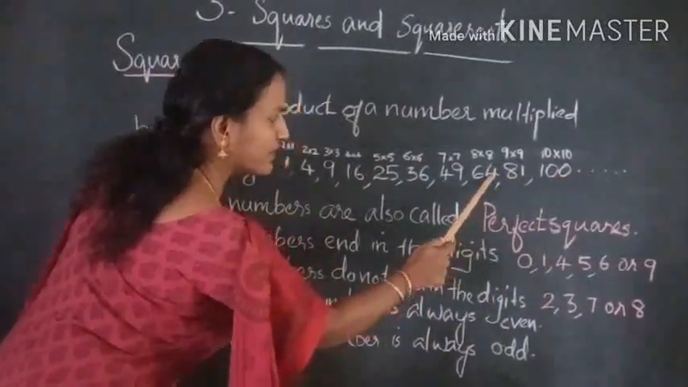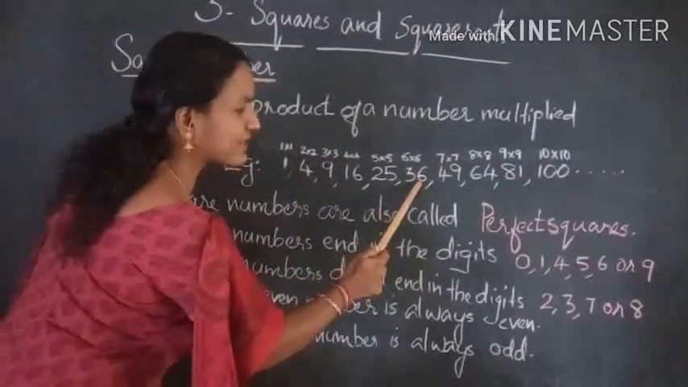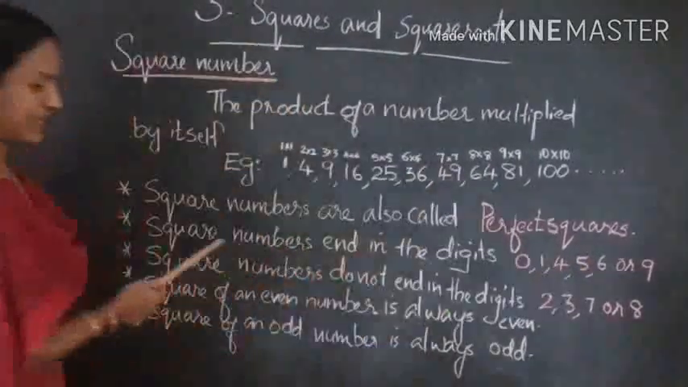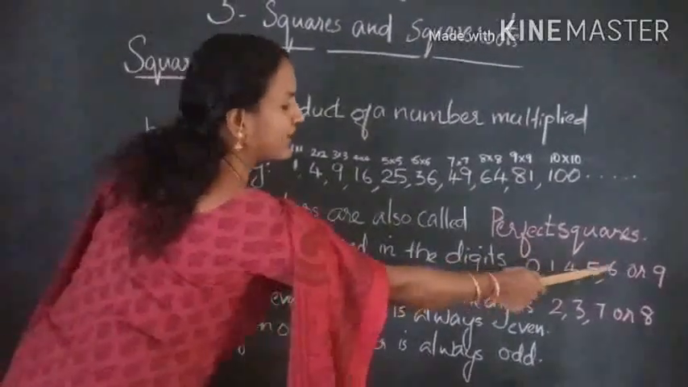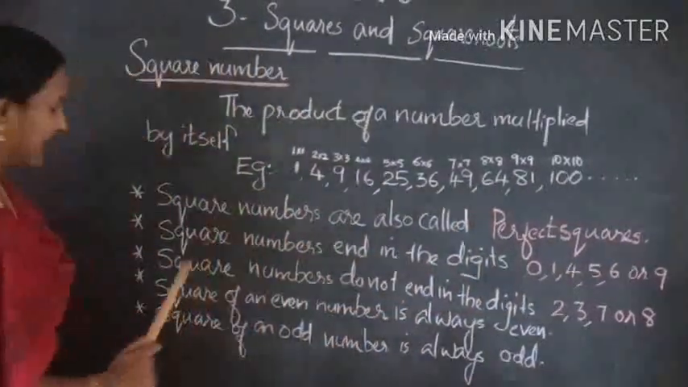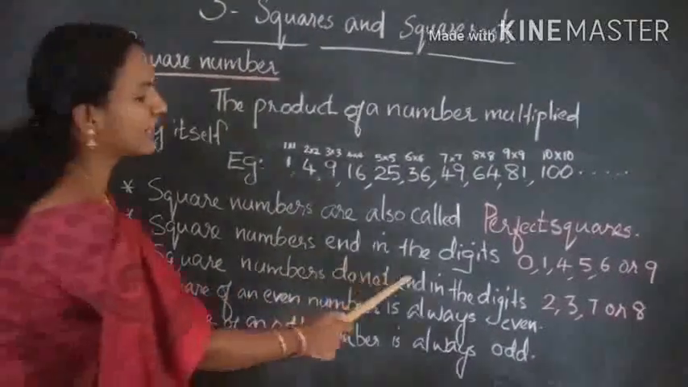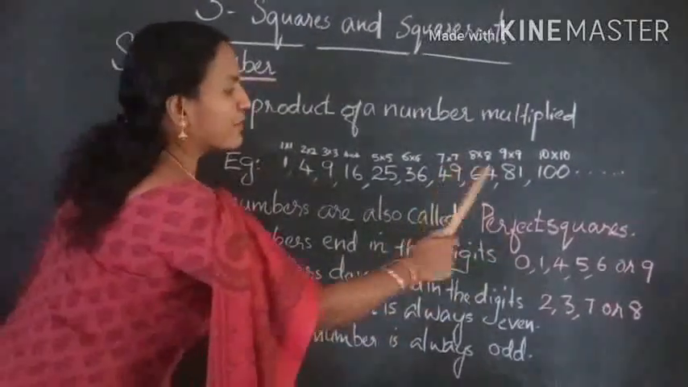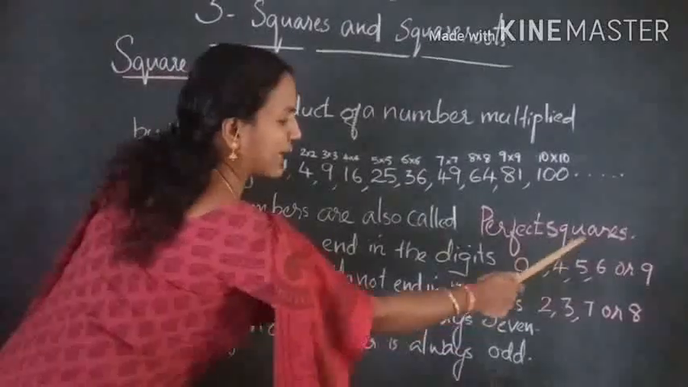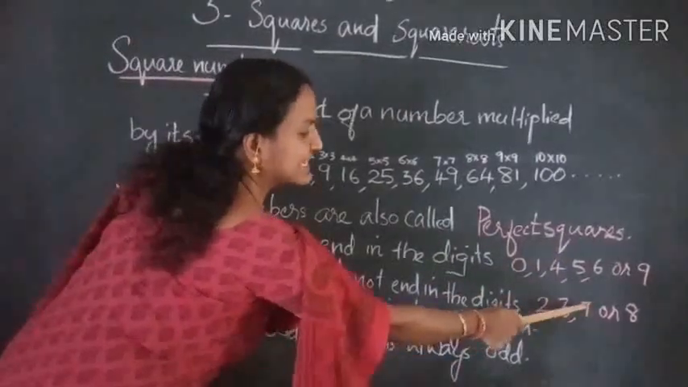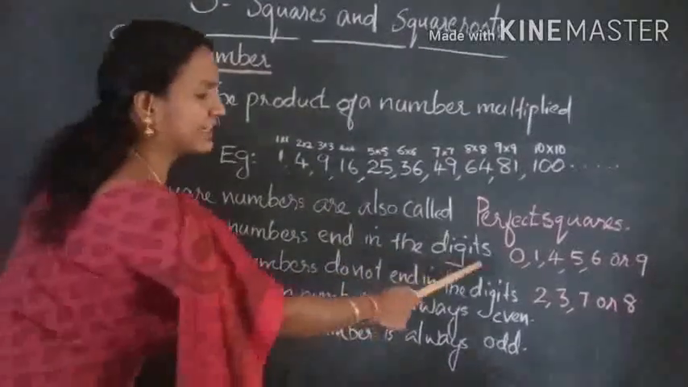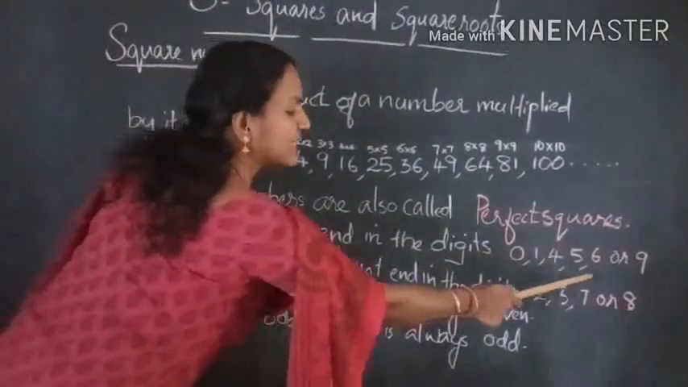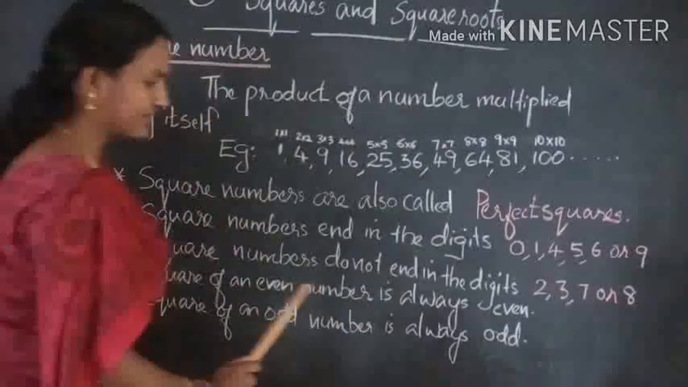Second one, square numbers end in the digits 0, 1, 4, 5, 6 or 9. Square numbers do not end in the digits, that means the remaining numbers from 1 to 9, that is 2, 3, 7 and 8. So the square numbers do not end in the digits 2, 3, 7 or 8.